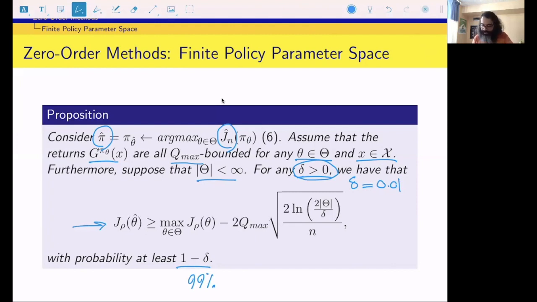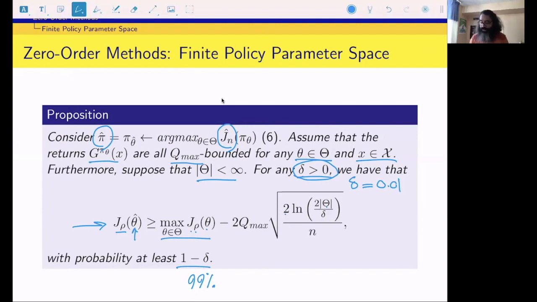So what is this saying? It's saying that the true performance of the theta that we find by optimizing J hat of n is going to be larger than the optimal performance, the maximum over thetas of J of rho of theta, so the performance of the best policy in that class according to the true performance J, minus some gap, which is 2 times Qmax times the square root of 2 times the logarithm of 2 times the size of the parameter space, divided by n.